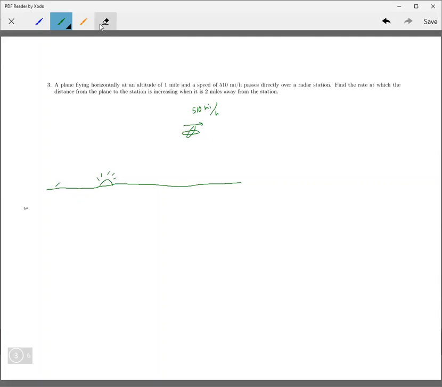And it is exactly 1 mile above the ground, flying horizontally. Okay, so find the rate at which the distance from the plane to the station is increasing when it is 2 miles away from the station.